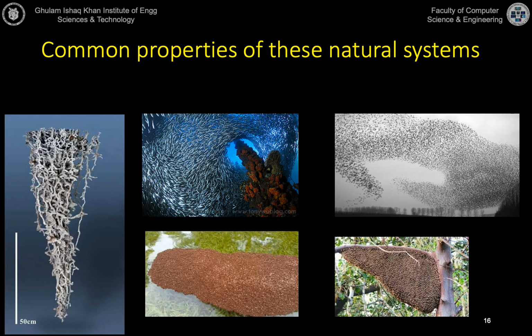Well, I'll have to come up with some of the commonalities or the properties. First thing is that all of these systems are composed of many individuals. Secondly, the individuals are relatively homogeneous, that is, they are all either identical or they all belong to the same group or topologies.